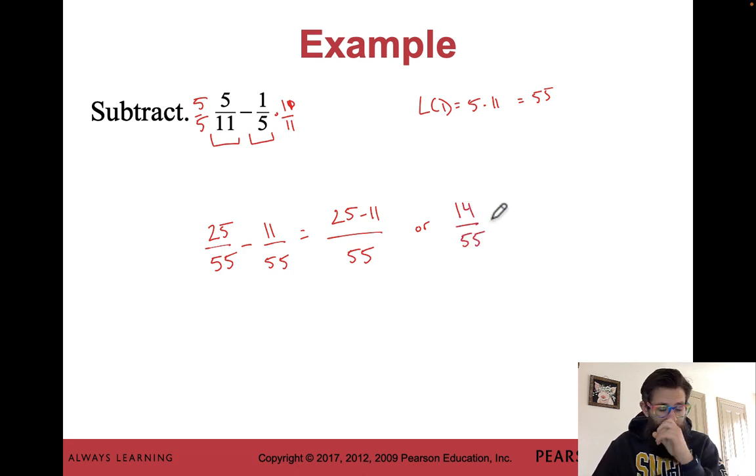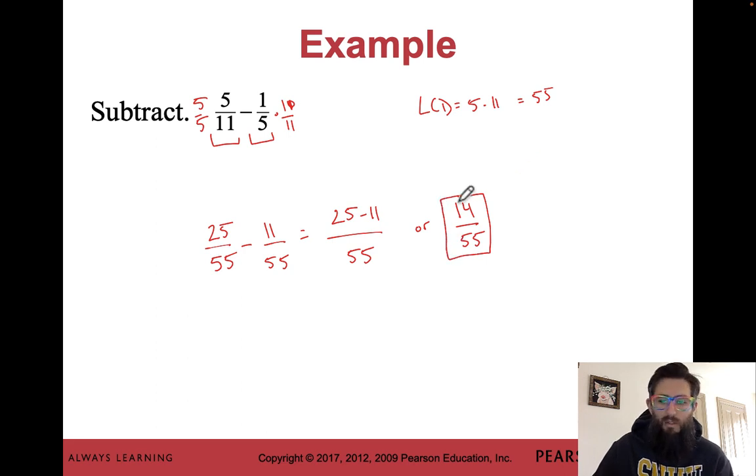Now, I'm going to be looking to see if I can simplify this. However, I know that 55 only has two factors other than one and itself, and that's 5 and 11, neither of which are a factor of 14. So since 14 and 55 are relatively prime, which means their greatest common factor is 1, we can't simplify this any further.